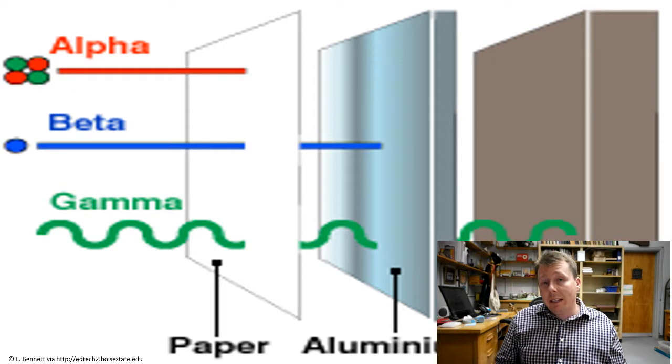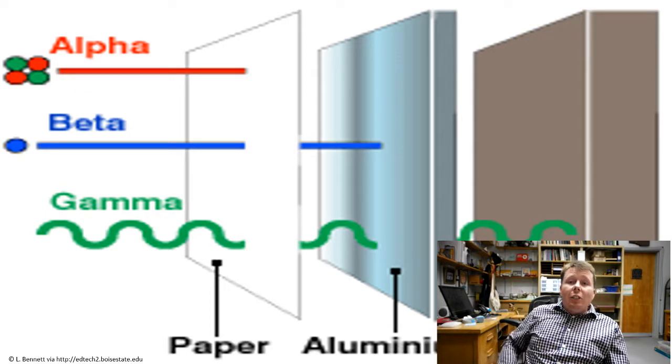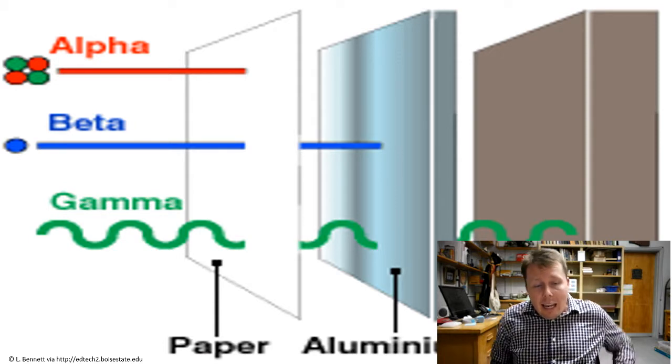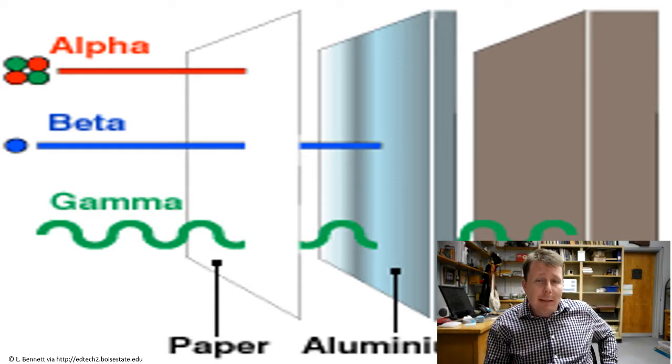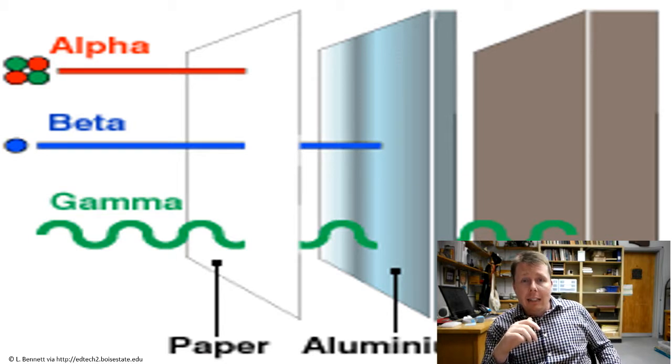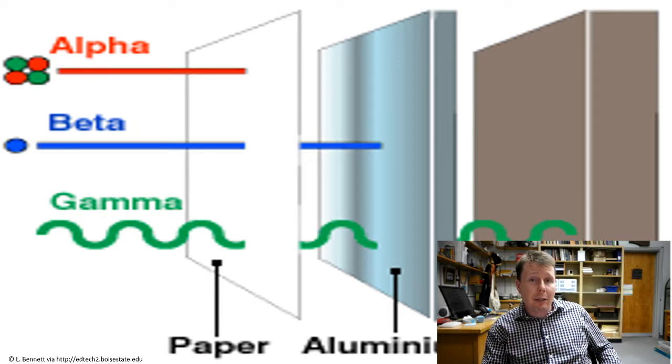Now, another way to think about this is what we need to do to shield ourselves from these different decay types. Alpha decay is radioactivity, but it's relatively simple to stop. You can do it with a sheet of paper. Alpha decay particles will not pass through a sheet of paper. It's very hard for it to even pass through your skin, so it doesn't really do much damage.